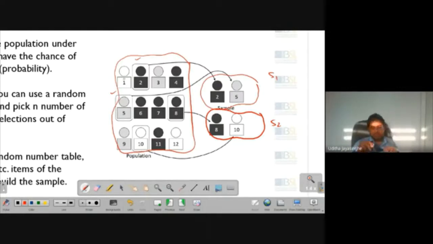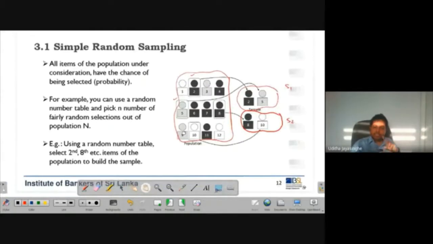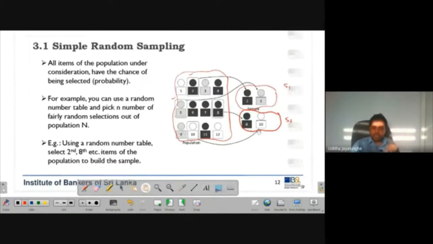The statistical methodology, simple random sampling, is going to suggest it is nothing but simple random sampling. That means the selection, these 2, 5, 10, and 8, how are they being selected? There is no answer for that. It's random. It's randomly selected.